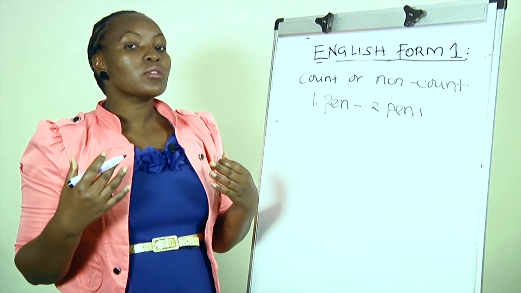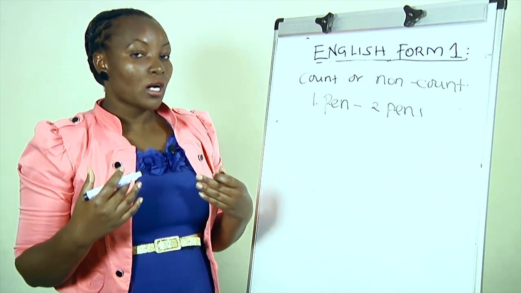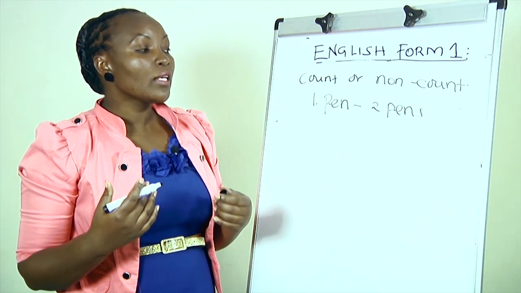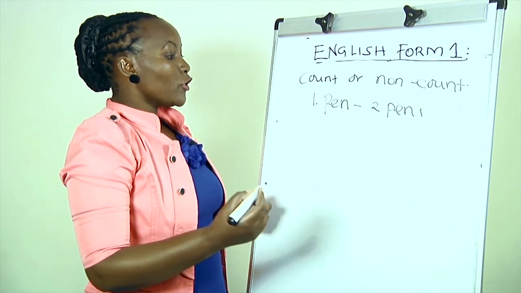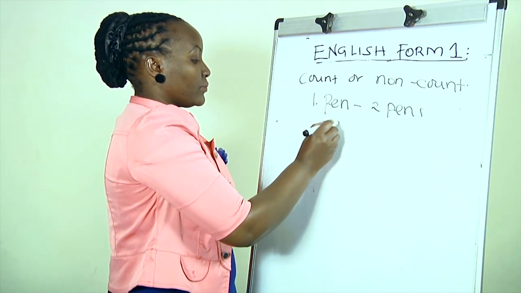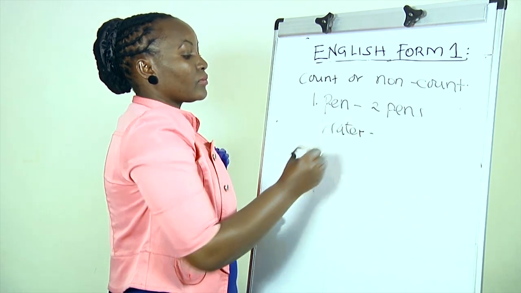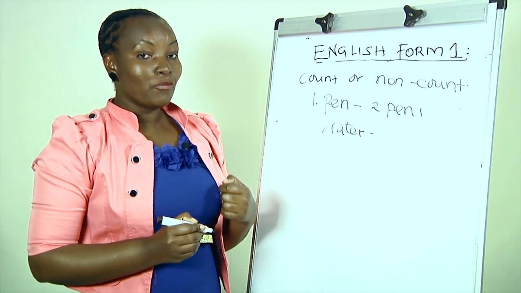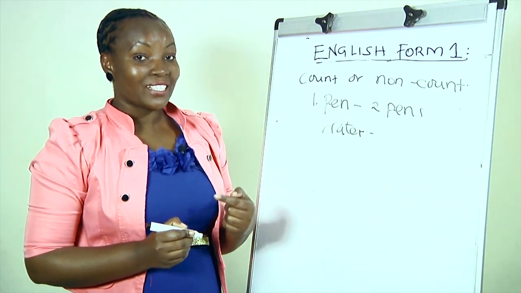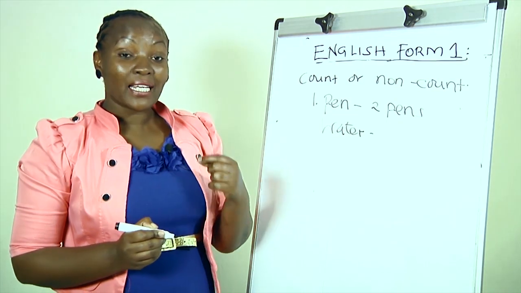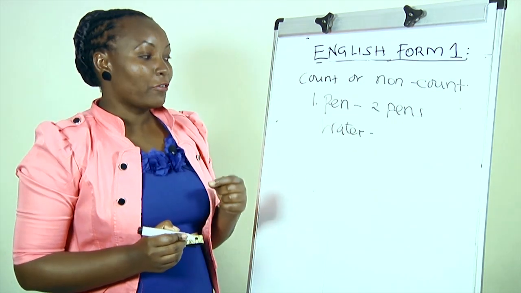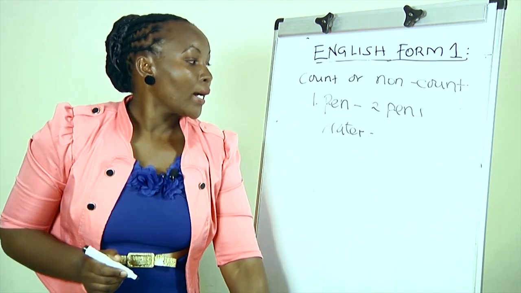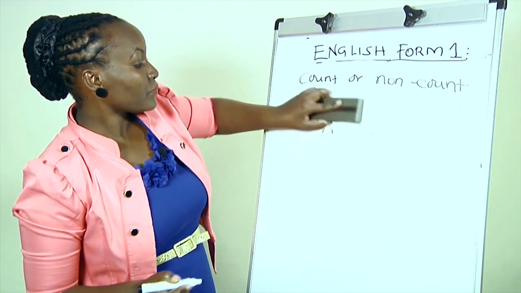But there are other nouns that we cannot count. We can only quantify them. For instance, you can say water. You cannot say, give me 1 water or give me 2 waters, but you can say, give me a glass of water. So you are quantifying. So let's go back to count nouns.